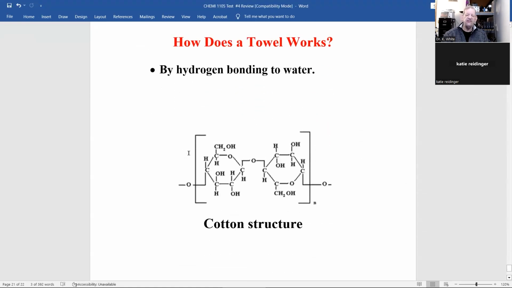Now, when you use a towel, whether it's a paper towel or a regular towel in your bathroom, how does it get the water off you? How does it dry you? Well, here's cotton, which is also a form of this in paper too. And you see these OH groups, and they hydrogen bond to the water. And that's how you get it off. You should know, how does a towel work? By hydrogen bonding to the water.